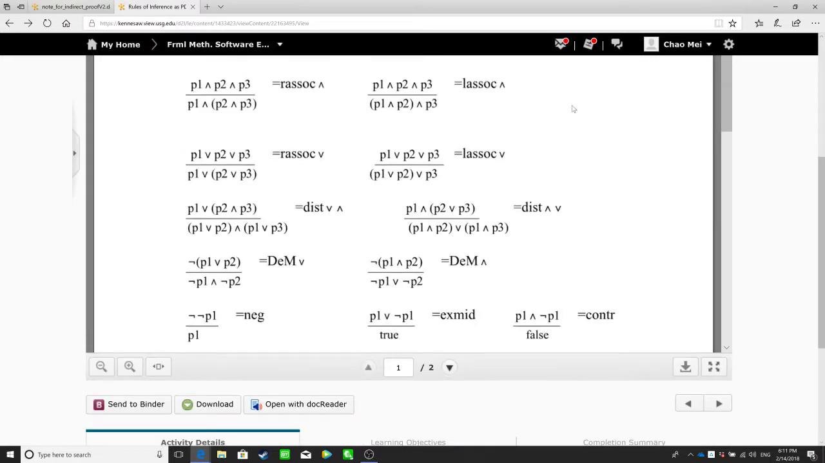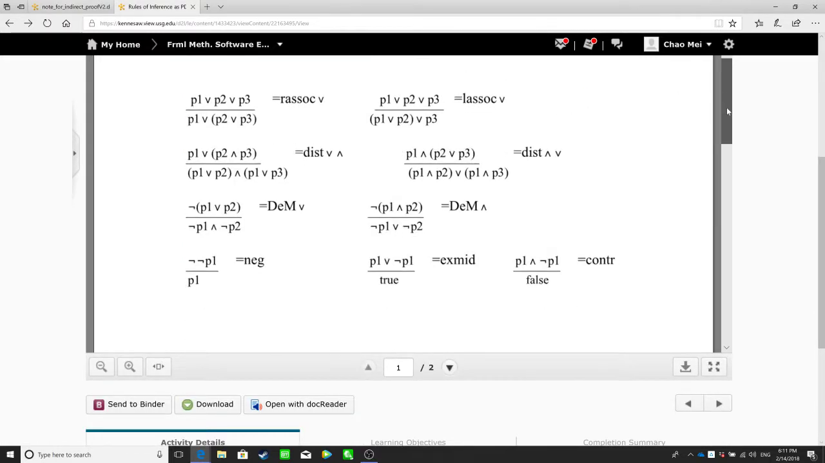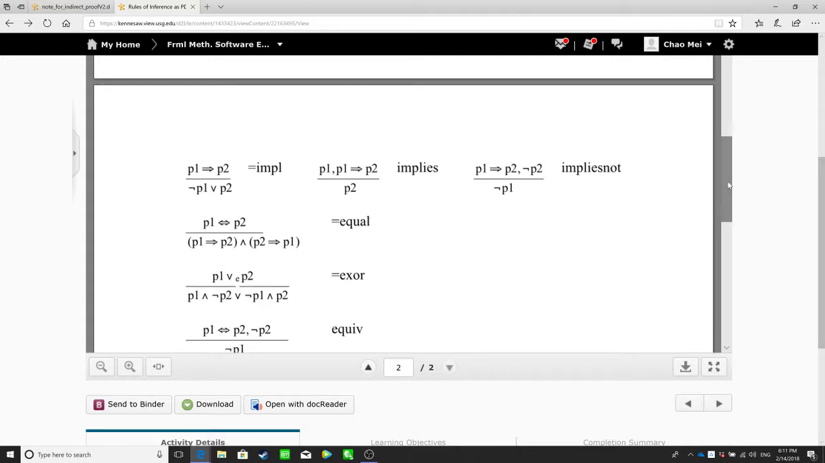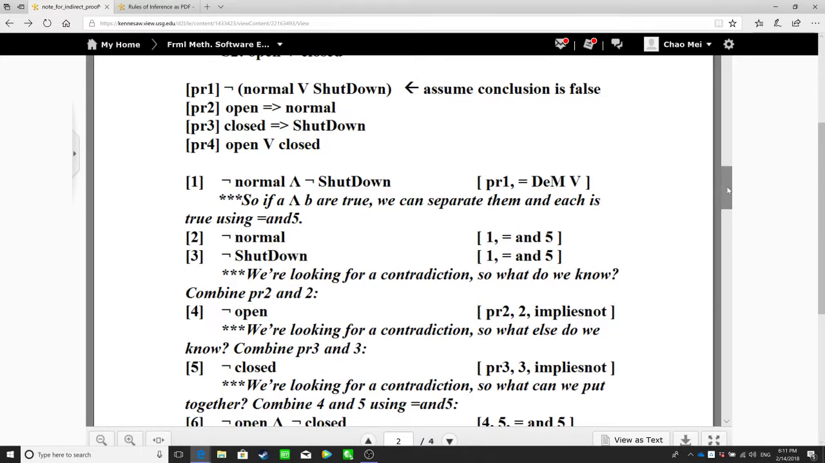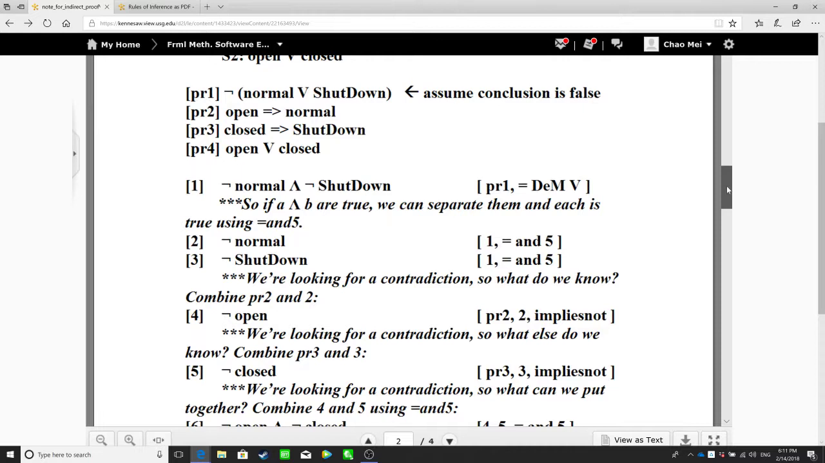Let me show you this thing. Implies not. So if we know P1 implies P2 and negation P2, we know negation P1. Maybe you're not quite familiar with that rule, but it's a rule there, so you have to be familiar with that. Can you talk about OR 5?